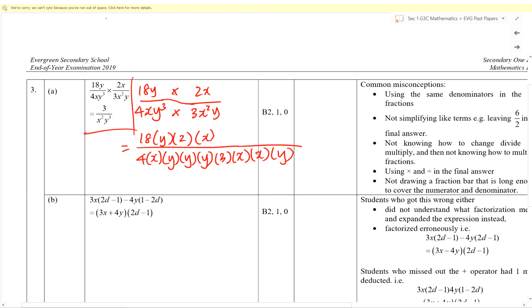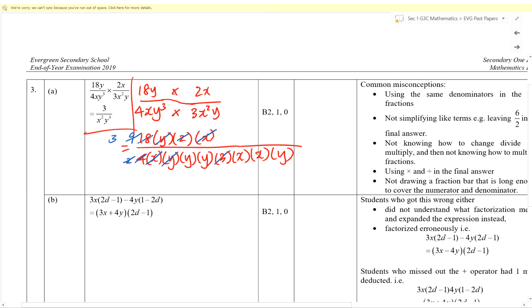So grab your pencil. We see 18 and a 4. Okay, divide by 2, we get 9. Divide by 2, you get 2. Continue to work with the numbers. So 2 and 2 cancel off. 9, further divide it to become 3, gone. So we find a y that is common. We find an x that is common.